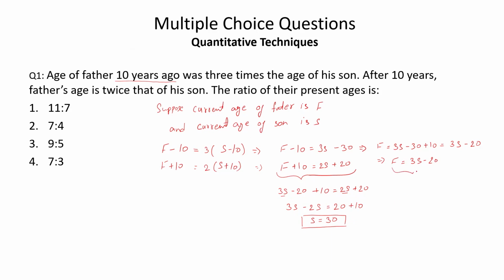What about the father's age? Now you know the value of S. Substitute that value into this equation. So F is equal to 3 into 30 minus 20. 3 into 30 is 90, minus 20, that means 70. So the current age of the father is 70. The ratio of father to son is 70 upon 30, that is 7 upon 3. So the ratio is 7 is to 3. Which option is correct? Option 4 is correct.